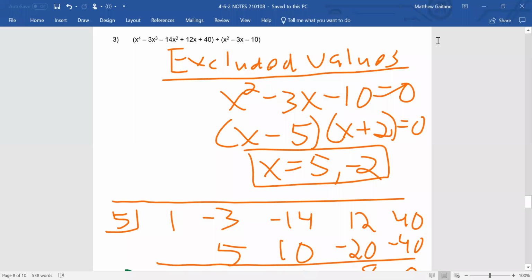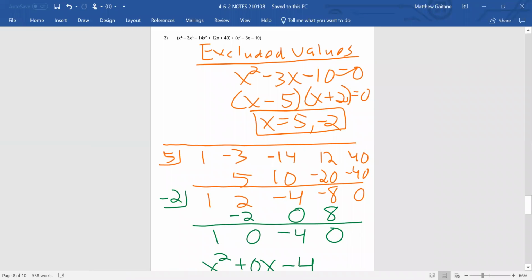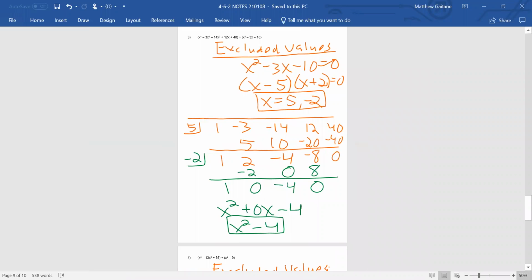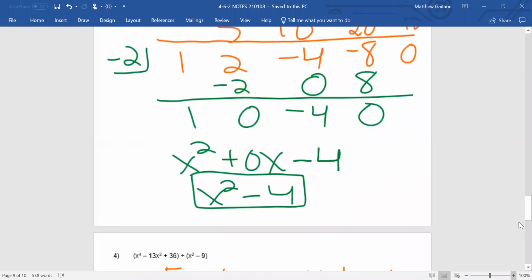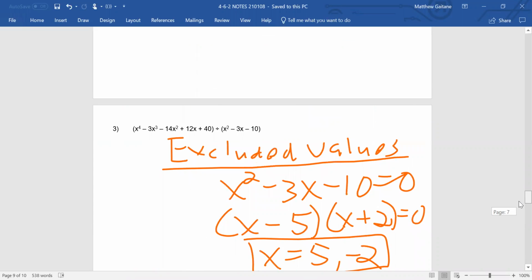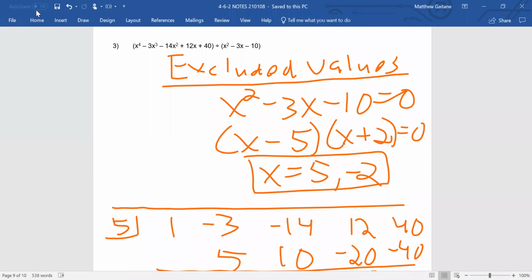Okay, welcome back. So just to go over questions 3 and 4, the answer to question 3 is x squared minus 4. So let's just take you through it. When we look at the denominator, the divisor, denominator means the same thing, your excluded values are 5 and -2, because your factors of -10 that add to -3 are -5 and +2.